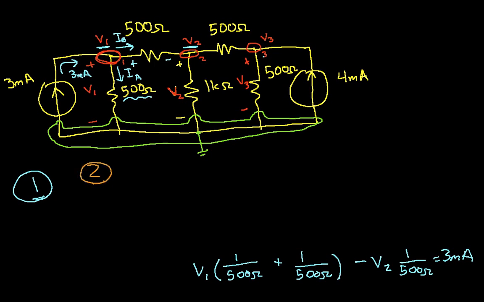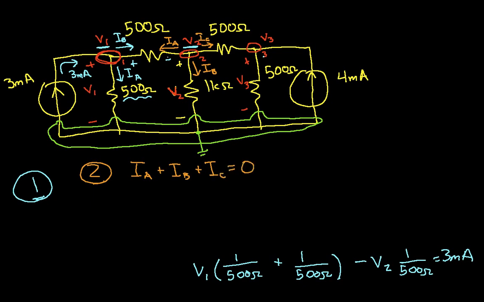Node 2, I have a current leaving, which I will call IA. I apologize for reusing these letters. This may be confusing, but hopefully you'll notice they're different colors, and that will help you keep things straight. I have a current leaving here, IB, and a current leaving here, IC. Applying Kirchhoff's current law tells me that IA plus IB plus IC is equal to 0.